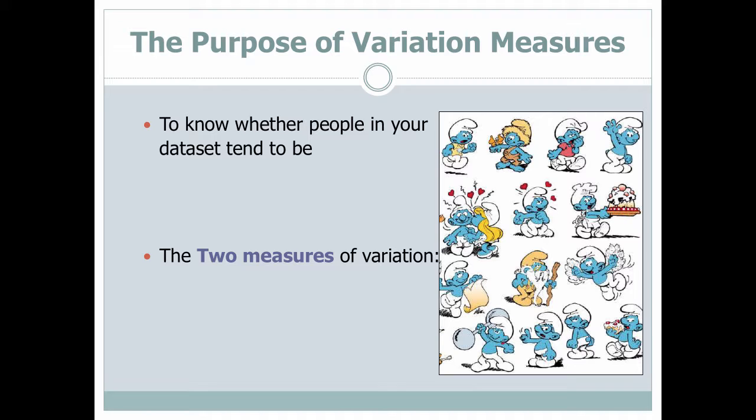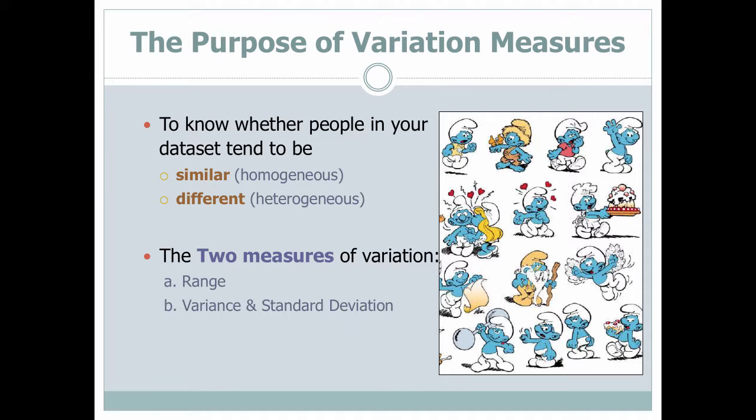Variation allows us to see how homogeneous or how heterogeneous our data set is. Homogeneous simply means similar. Heterogeneous means to be different. The measures of variation are range, variance, and standard deviation. And as you can see here, we group variance and standard deviation together simply because they pretty much use the same formula, just one is the square root of the other.